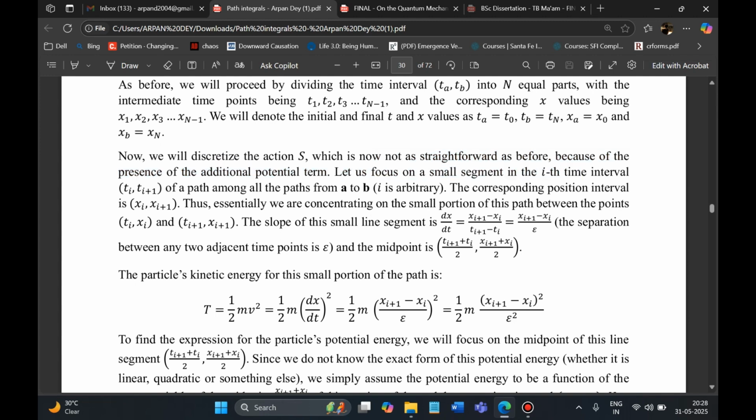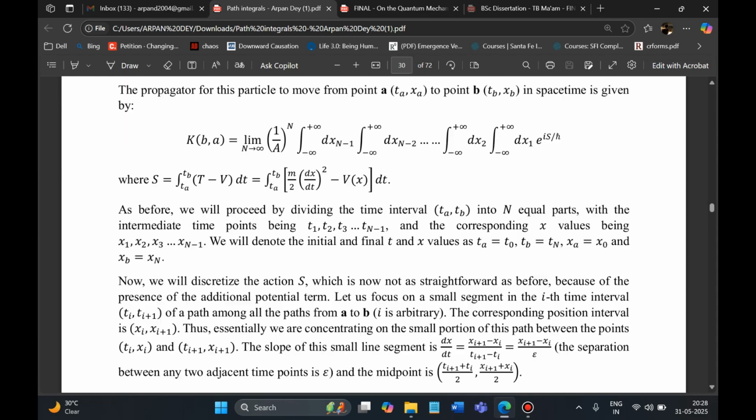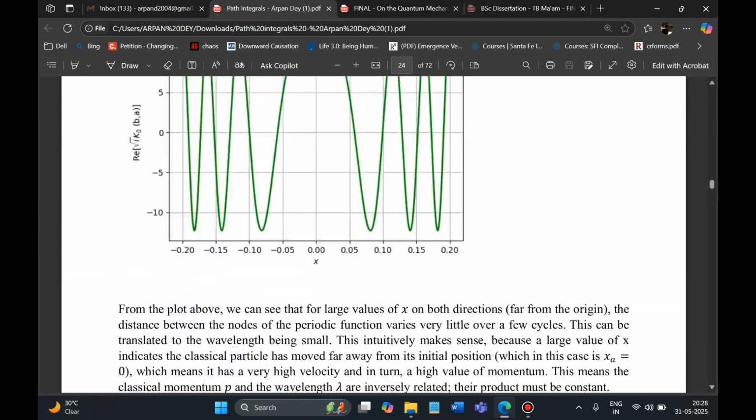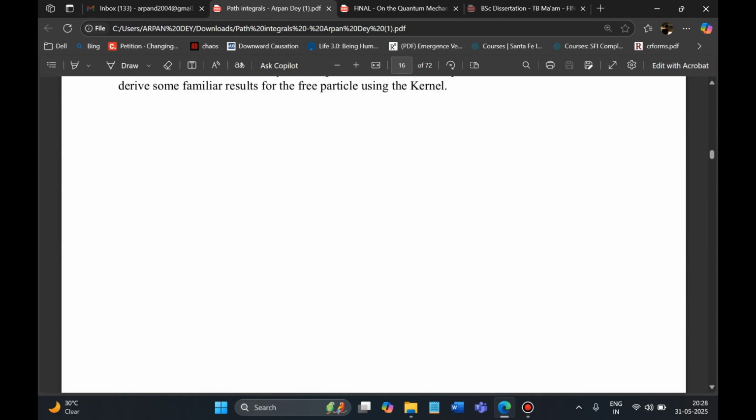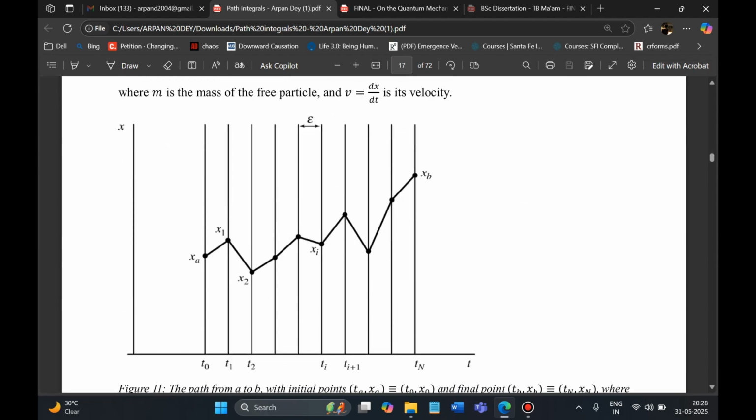So you can think of it like this: from A to B, there is a line. There are many possible paths. So let us focus on a small segment in the ith time interval. Let me show you this picture. This will make things a little more clear, I think.